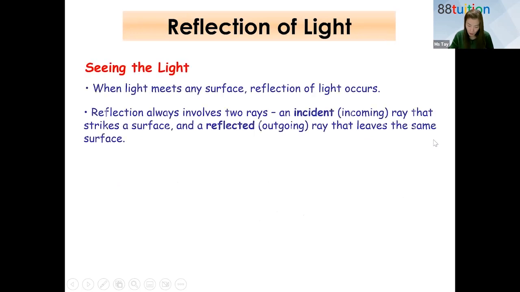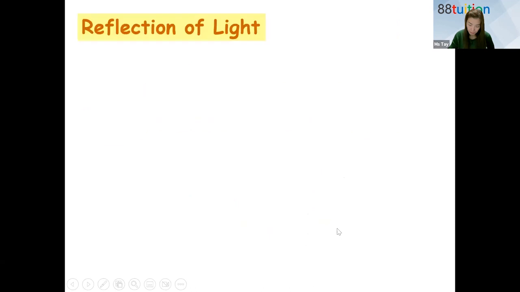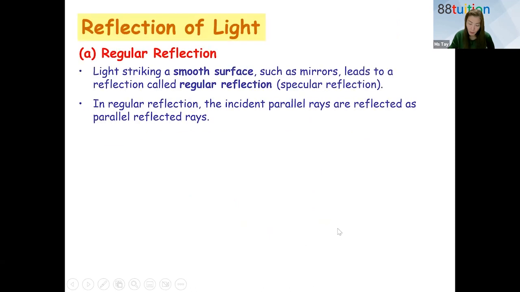Then reflection. The ray that comes in and hits the surface is called the incident ray. And then when it gets reflected, it's called the reflected ray. Regular reflection happens when light hits a smooth surface.